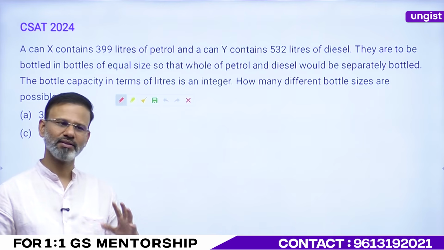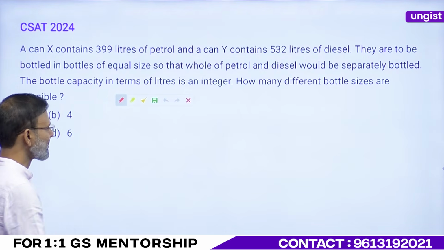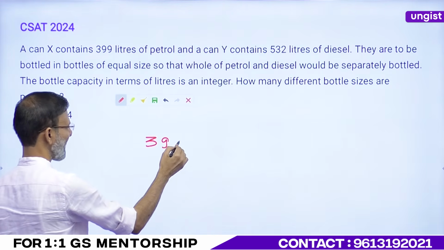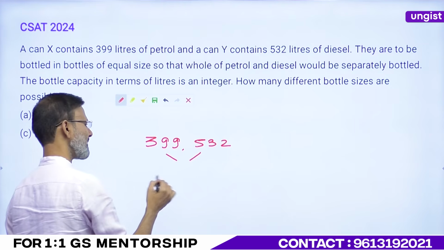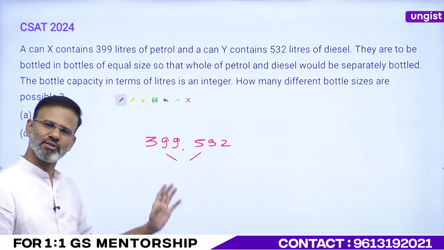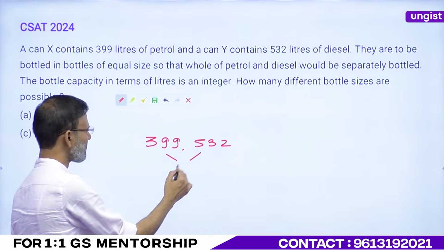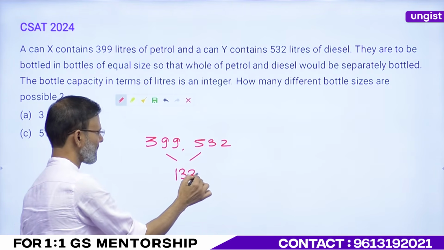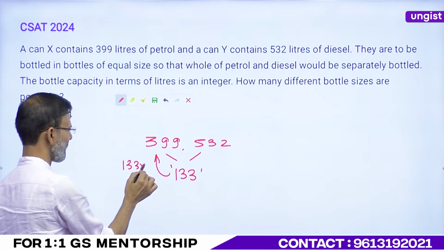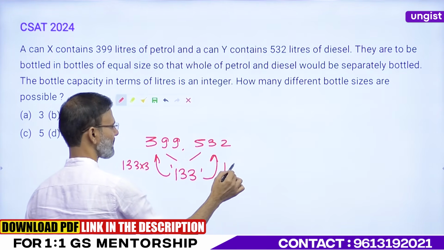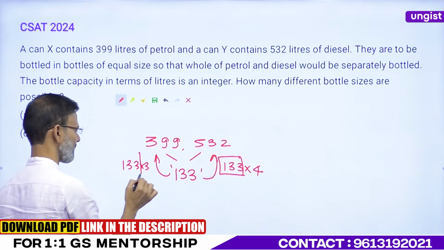This question is saying 399 liters petrol and 532 liters diesel. It has to be bottled. Okay, take their HCF. So for HCF, if there are 2 numbers, you can find their difference also. So what is the difference? The difference is 133. So this number is what? 133 into 3. Okay. And this number is what? 133 into 4. All right. So 133 is HCF.